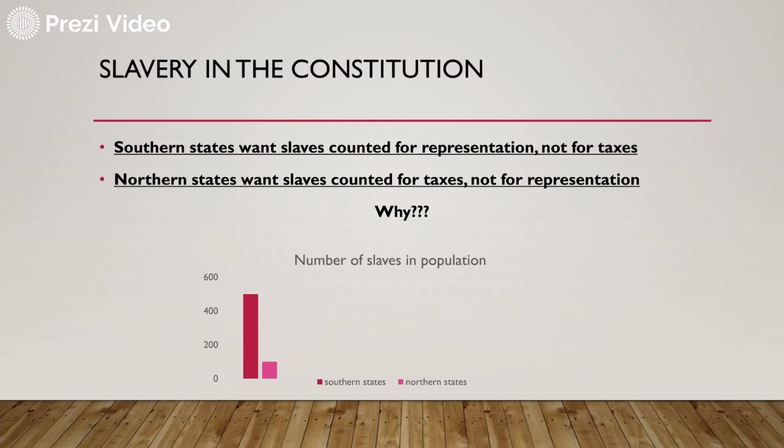Well, the southern states wanted them for representation so they had more power in government, there'd be more people, and since they owned the slaves, they could tell the slaves how to vote or what they wanted to do. The northern states did not want this to happen because they knew that the slaves would just do as the slave masters and their owners would tell them to do.